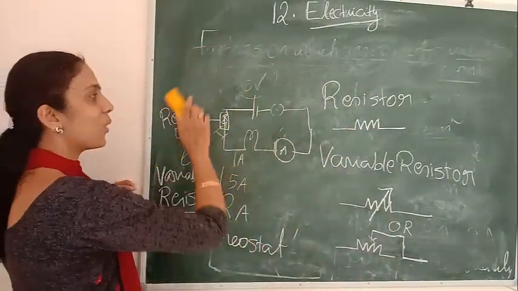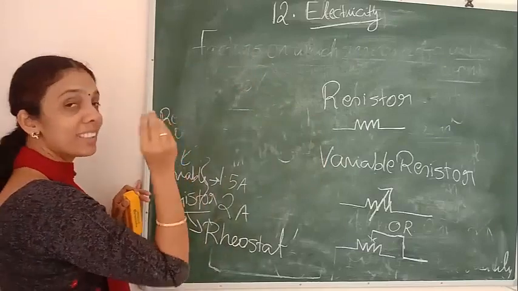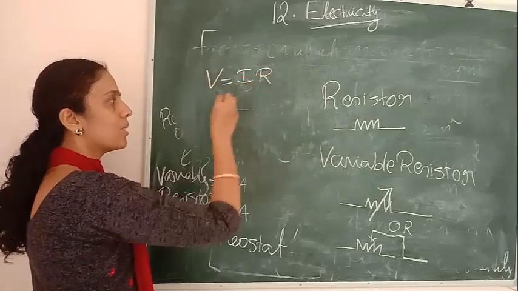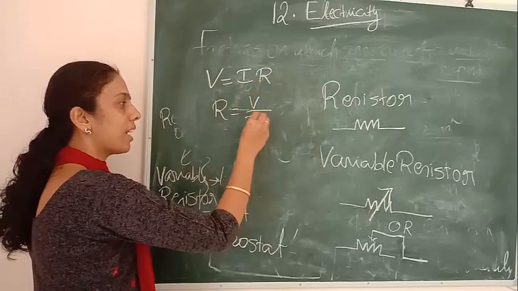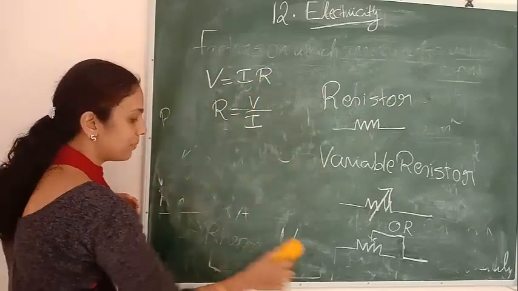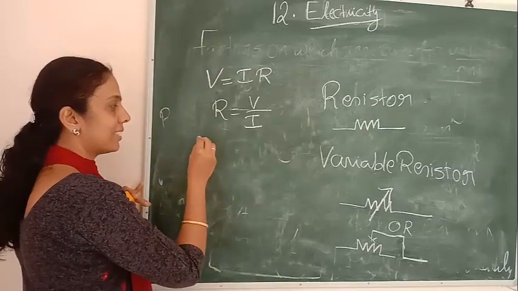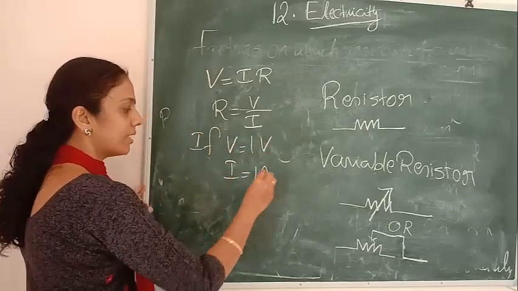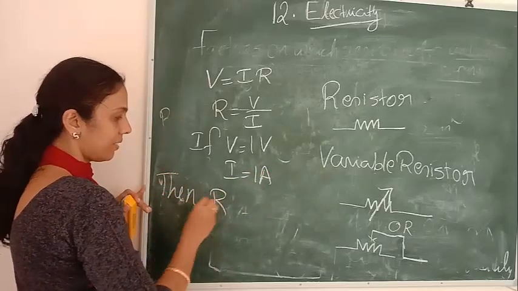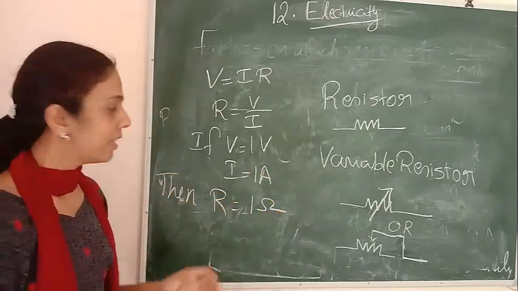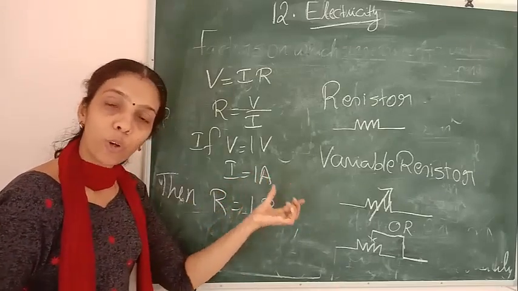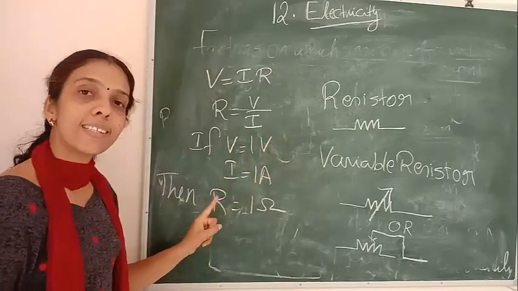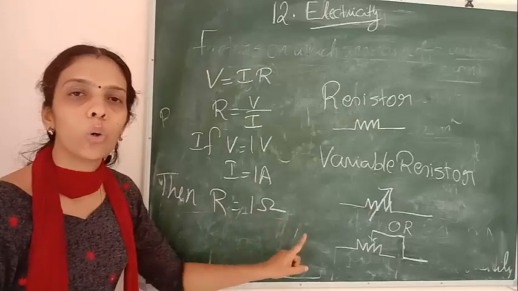Now next is how we can define 1 ohm. Do you remember in the last class how I taught you to define the units? Yes, tell me. V equals I into R. So R equals V by I. So what will be the next step? Yes, if V equals 1 volt, I equals 1 ampere, then R equals 1 ohm. If 1 ampere current flows through the circuit having a potential difference of 1 volt, then the resistance offered in the circuit is called 1 ohm.